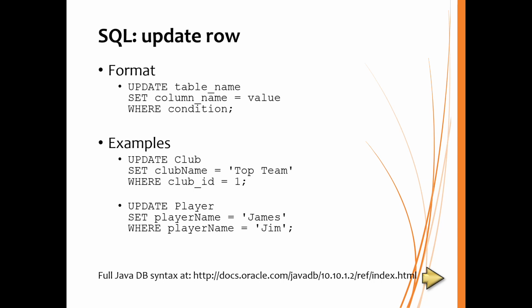Second example, update player, and we're going to set the player name equal to James, where player name is currently equal to Jim. And now that will change every single row in player where the player name is Jim. So it's possible that we could have multiple players with the name Jim. They would all have their name changed to James.